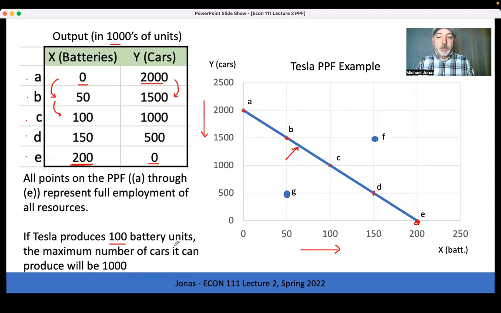So just to pick one of those points, if we know that Tesla decided to produce 100 units of X batteries, if we know what this function looked like, or we had this table of numbers, we could calculate what is their maximum level of production of Y. So in this case, it would be 1,000. It would be that vertical point, the vertical height of the production possibility frontier. Point C in this case. Okay, so that's kind of the first thing we want to take out of this, what that position of that line represents.